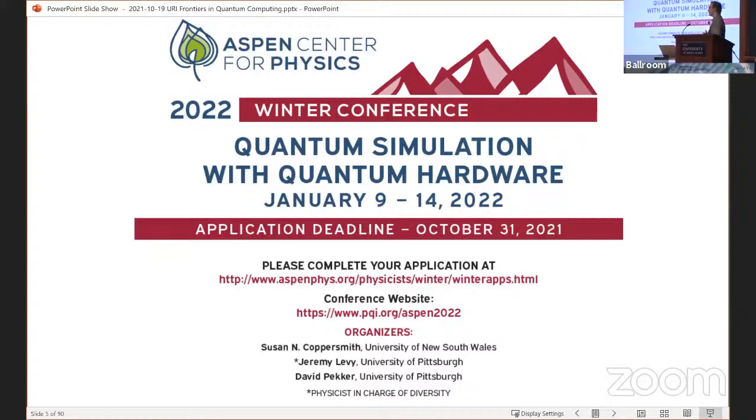I also want to point out, and again, this is a thematic advertisement, that I'm a co-organizer, along with Sue Coppersmith, who gave a talk yesterday, of the Aspen 2022 Winter Conference on Quantum Simulation with Quantum Hardware. So I encourage any of you who are interested and also like to ski. Even if you don't, you can sip hot chocolate in the evenings by the fireplace. This is one of these wonderful venues for physics in 4D, right? Just like what those of us in this room are doing, talking to each other and interacting. This is a really rich environment. So I encourage those of you who are interested in this topic to apply to the program.